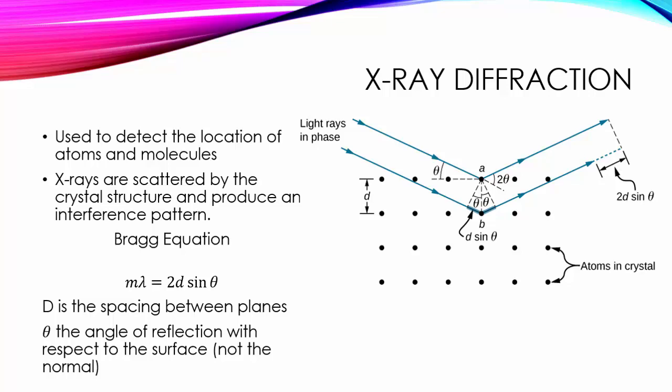lambda is the wavelength, 2d is the path length, and then sine theta, it's a little different than reflection. It's going to be the angle with respect to the surface, not the normal. So this you'll have to draw out like a lot of the other optics. Make sure you're labeling everything correctly, and you're measuring the angles from the right reference points.